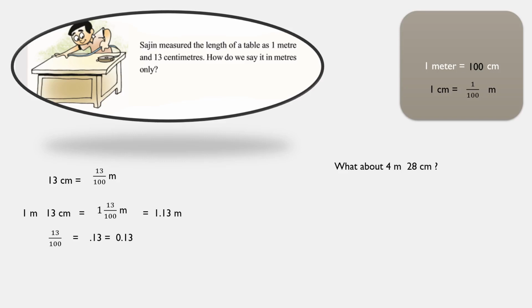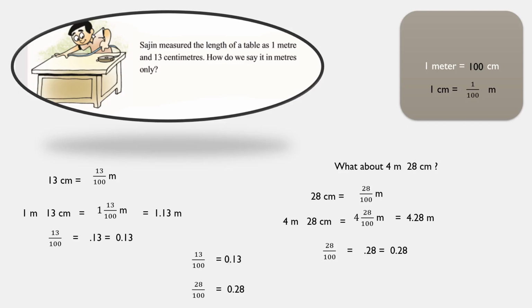Tell me how you convert 4 meter and 28 centimeter into meters. What is the first step? Correct. 28 centimeter is written as 28 by 100 meter. Then 4 meter and 28 centimeter is written as 4 28 by 100 meter. Very good. And the decimal form of this is 4.28 meters. So by comparing these two fractions, what can you say? Yes, 28 by 100 is equivalent to 0.28. So I repeat, it's always better to write 0.28. Very good.